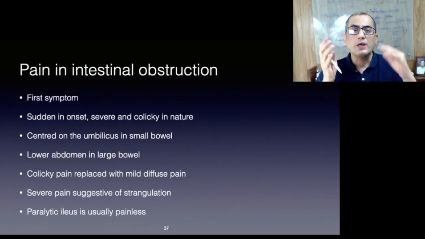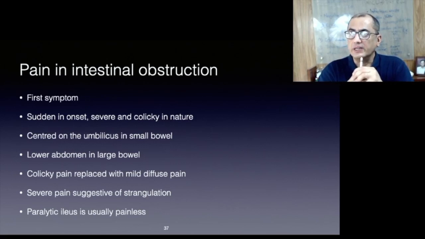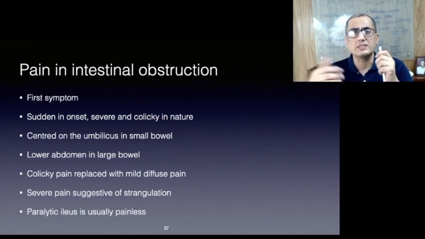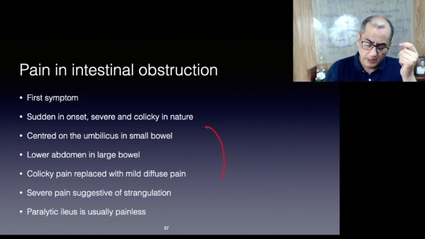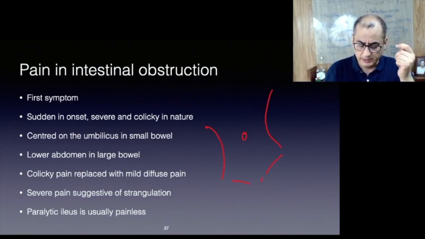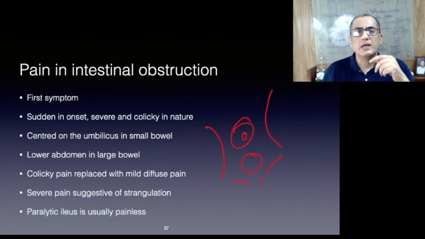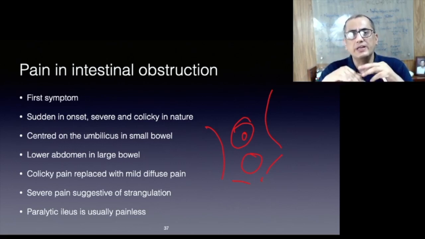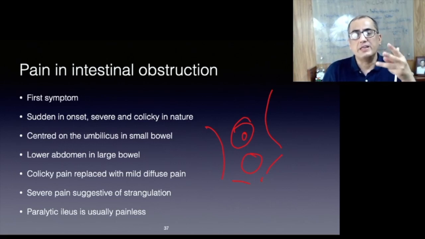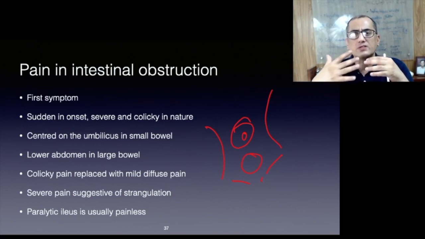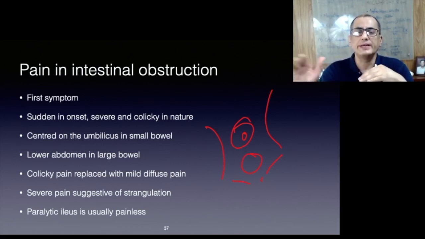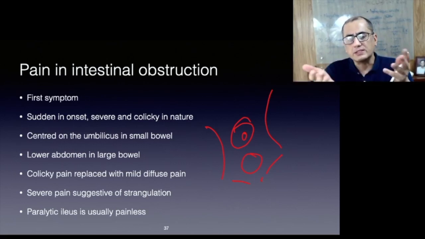Okay. Now, pain is the first symptom encountered. It generally occurs suddenly. It is severe in nature. It is colicky, usually centered on the umbilicus for the small bowel, and for the large bowel, as we said earlier, the middle of the abdomen. And this pain coincides with the increased peristaltic activity. With increasing distension, the colicky pain is replaced by a mild and more constant diffuse pain. If there is no ischemia and the obstruction persists over several days, the pain reduces and can disappear.